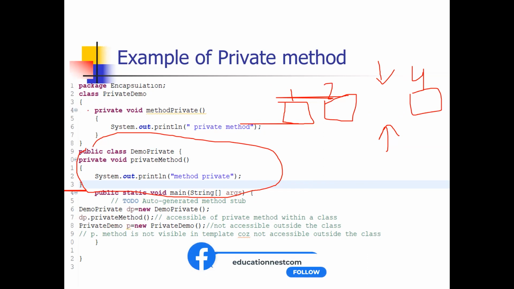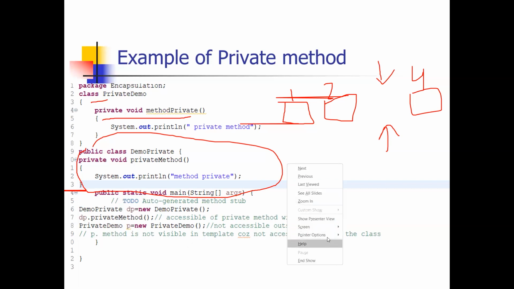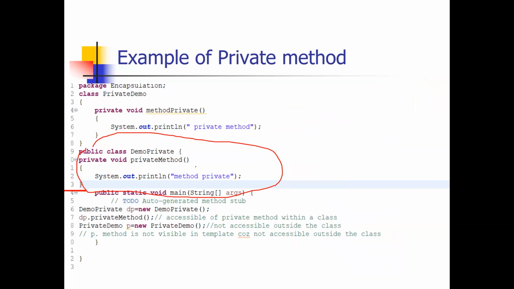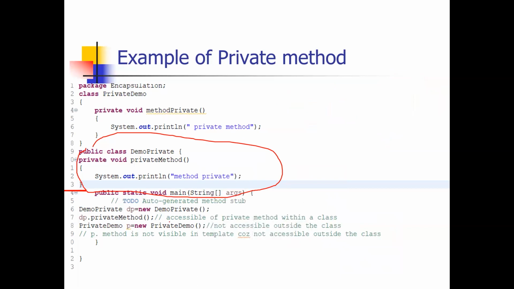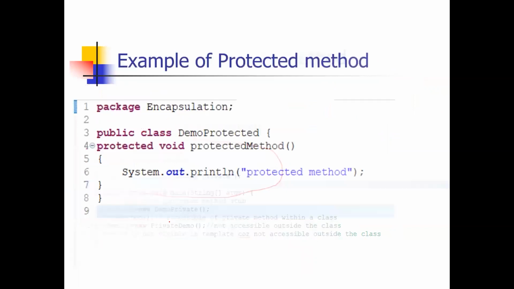For that purpose you have to mention public here. Methods can be private, but the class should be public if you want to get access. Understood this concept? Okay. We will see it in detail in the example.